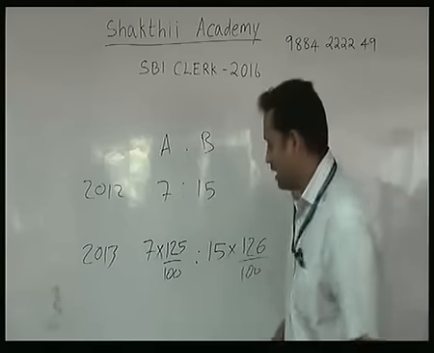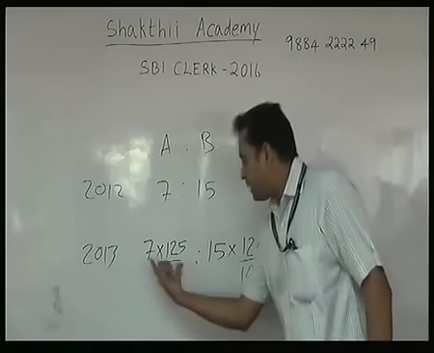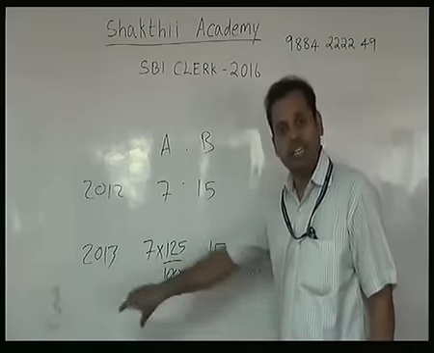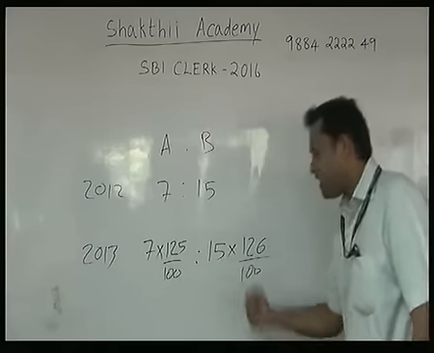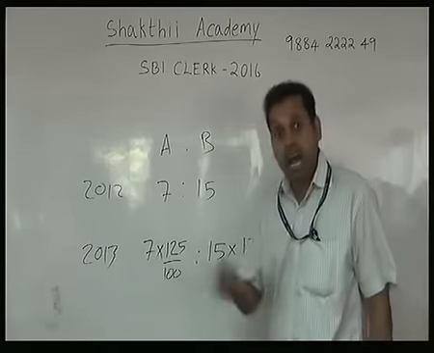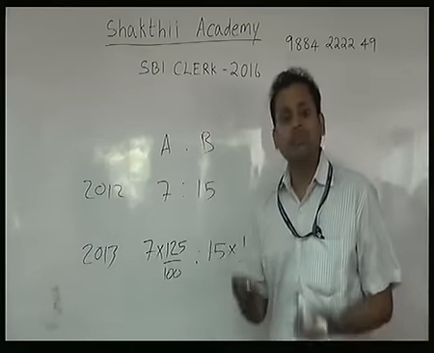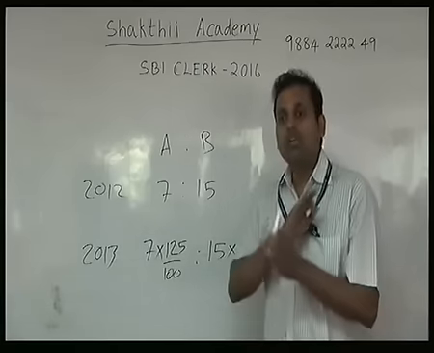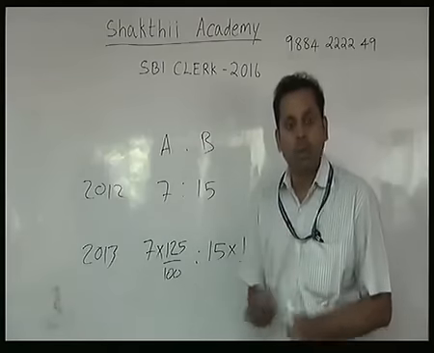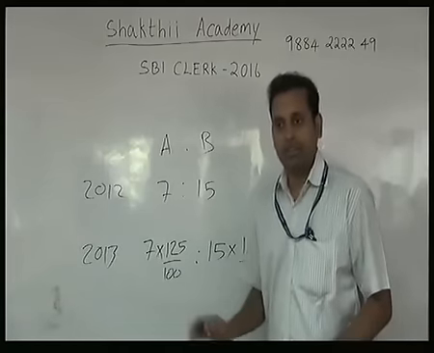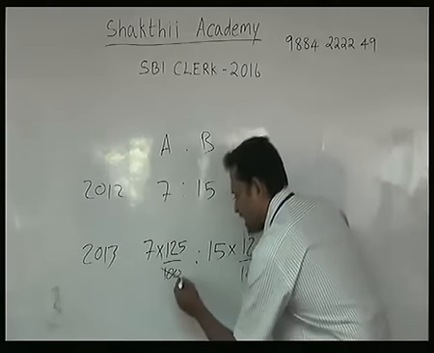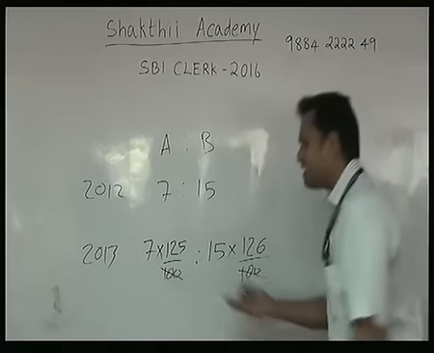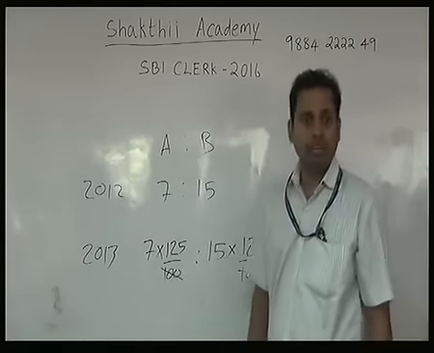What they used to do is simply people will multiply 7 into 125, they will get some answer. And they will multiply 15 into 126, they will get some answer. After that they will cancel. Why you need to waste your time? Don't waste your time. Try to eliminate whatever common values available. Clear? So firstly I can eliminate this 100, this 100 because it is a ratio or not. So I can eliminate. Clear?